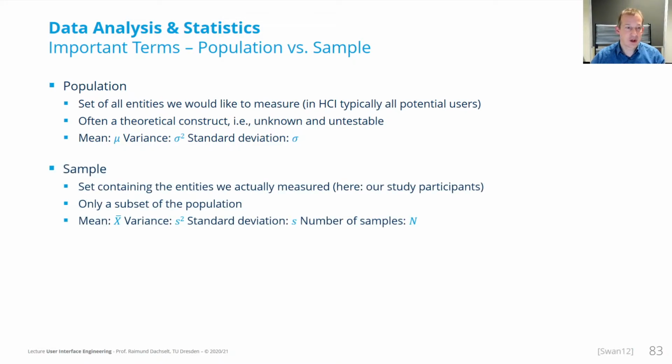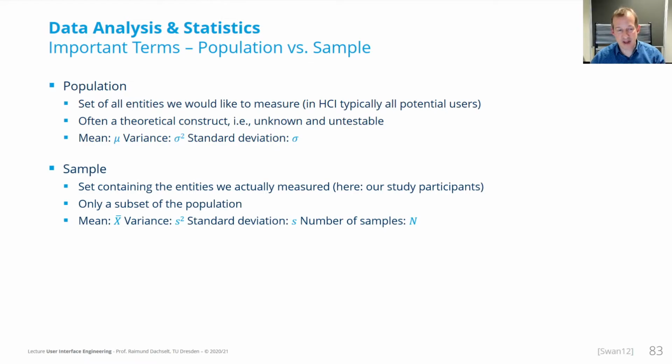Typically, we don't test the population in its entirety, because it's practically impossible, theoretically only to be thought. And therefore we have a sample. That means it's just a collection of potential users we would like to test. Maybe we have just 24 users or 30 users we would like to test. And so this is a set containing the entities we actually measured. In this case, these are our study participants.